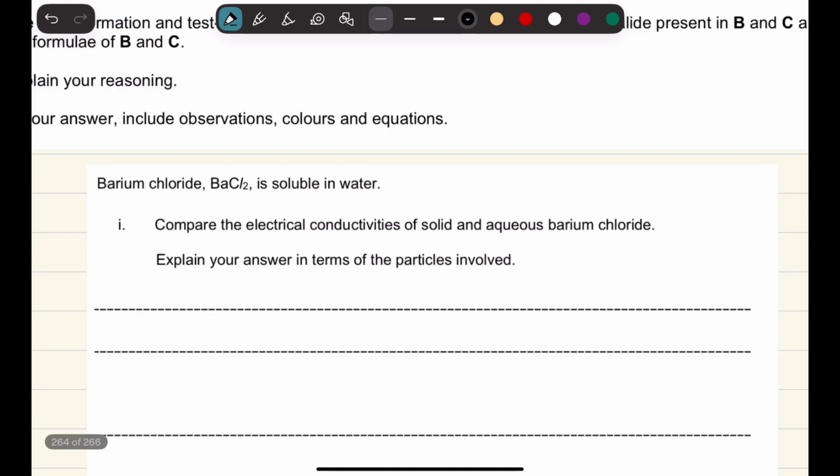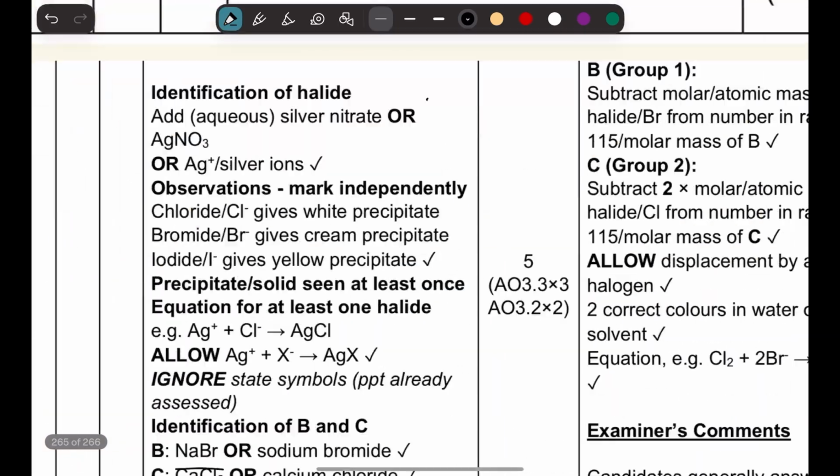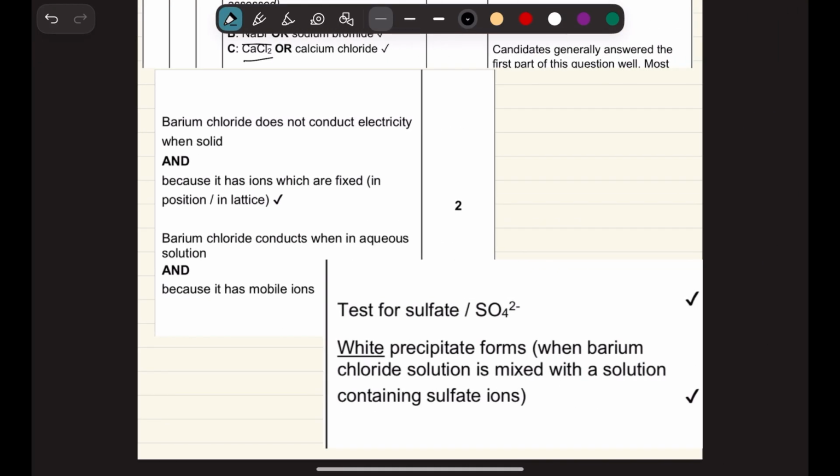Barium chloride is an ionic compound. In the solid state it won't conduct. In the aqueous state it will, and that's because of the mobility of the ions. And then you can use it for the test for sulfate ions, and it forms a white precipitate. Always just good to know. And that is how I would explain this question.